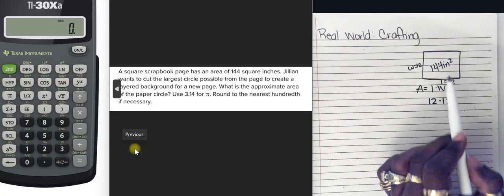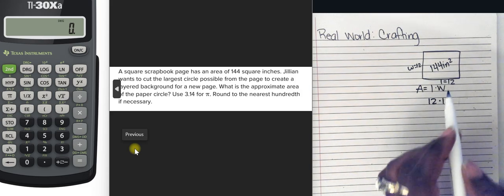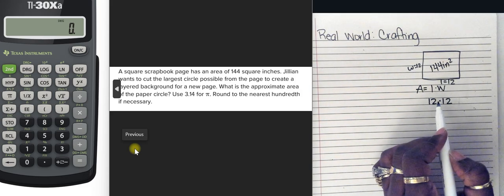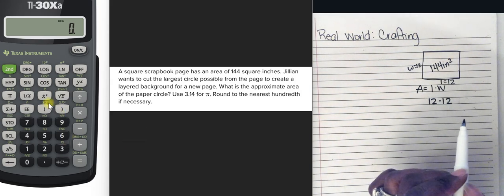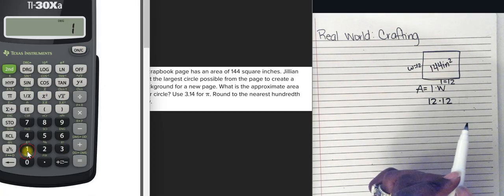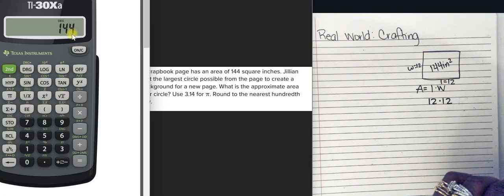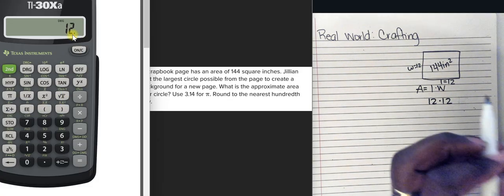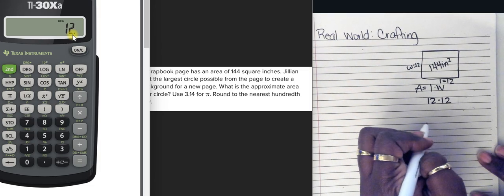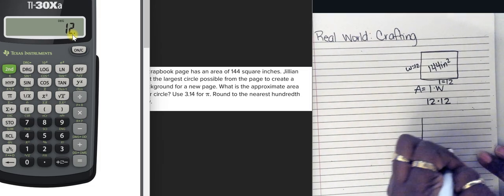Now, let's say that you did not know what that answer is. When we talk about a number being squared, you can use the inverse of an exponent, which is the square root. So if we plug 144 into our calculator and hit the square root, it's going to tell you what number has to be multiplied by itself in order for you to have 144. So I'm going to hit that square root button, and there you go. We have 12. So that is going to be the length and the width of the page.